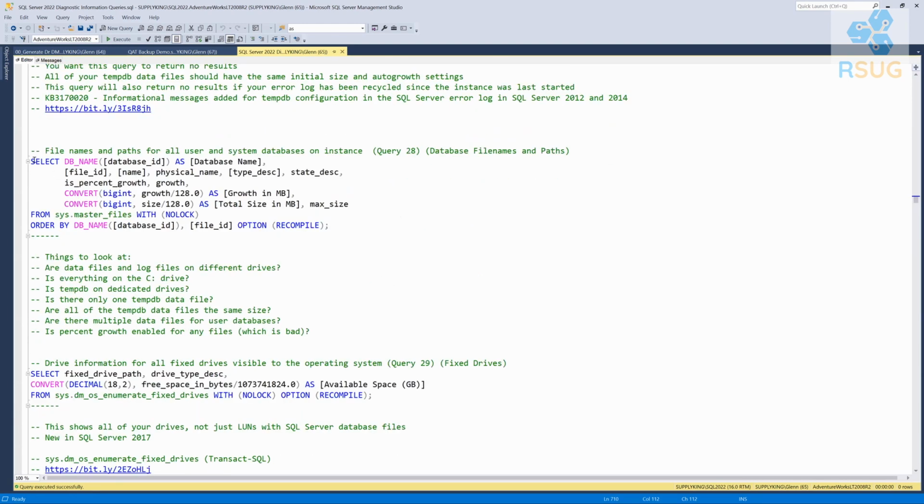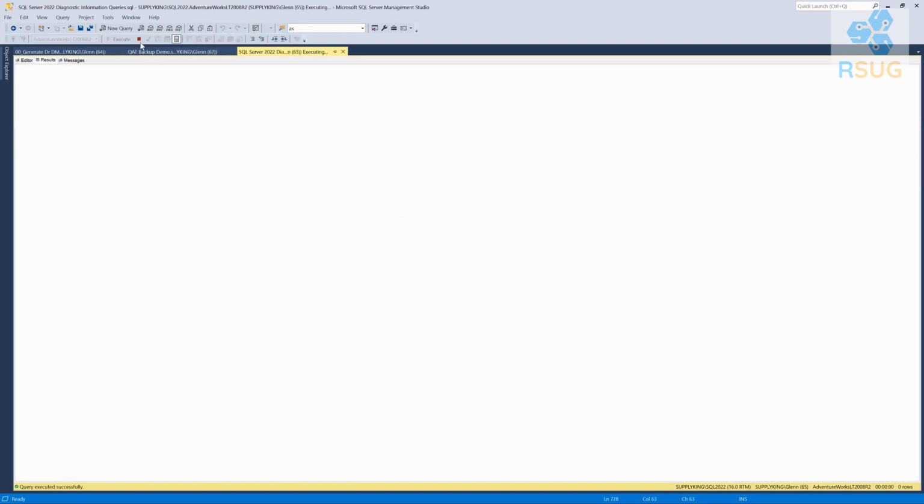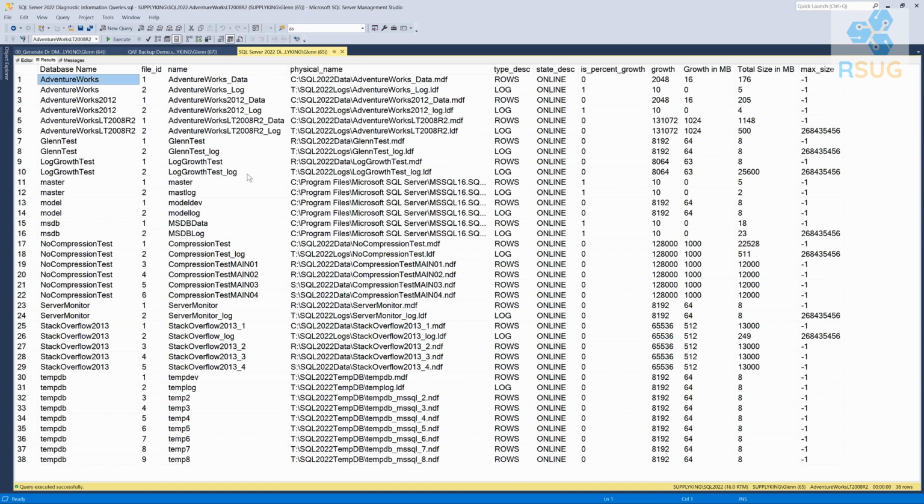All right, this next one in the set is database file names and paths, and it's going to show you how all your database files are laid out across your instance. The file ID 1 is your primary data file, and then 2 is your log file. And then you might have additional files, but it shows you where they live and how big they are. And then right here shows you if any of them are using percent growth, which is bad.